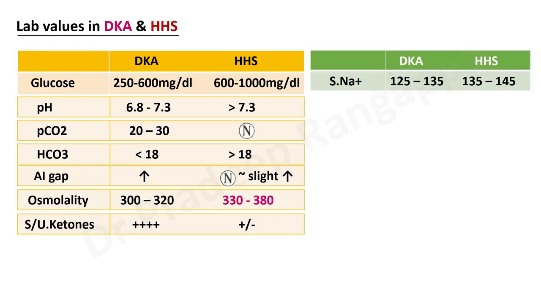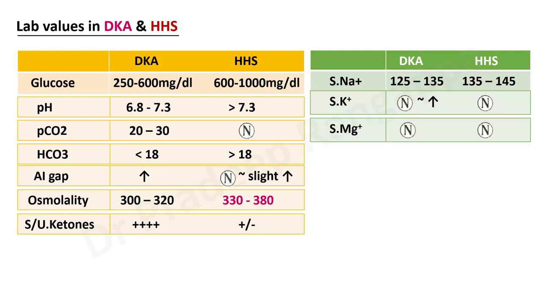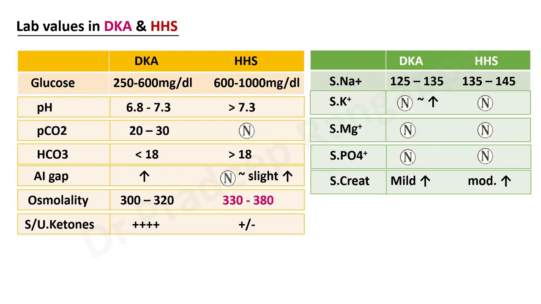And what about the other lab values? Serum sodium is low in DKA. In HHS, it can be high or normal. And potassium can be normal to high in DKA. Initially, when DKA comes, potassium appears high. But later on, as you start insulin, it starts coming down. In HHS, potassium can be normal. Magnesium is normal in both. Phosphate is normal. But after correction, whilst you're correcting, all these start coming down. Potassium starts coming down. Magnesium starts coming down. Phosphate starts coming down. And replenishment of these has to be done. Creatinine can be mildly increased in DKA, and in HHS they generally have more established acute kidney injury.